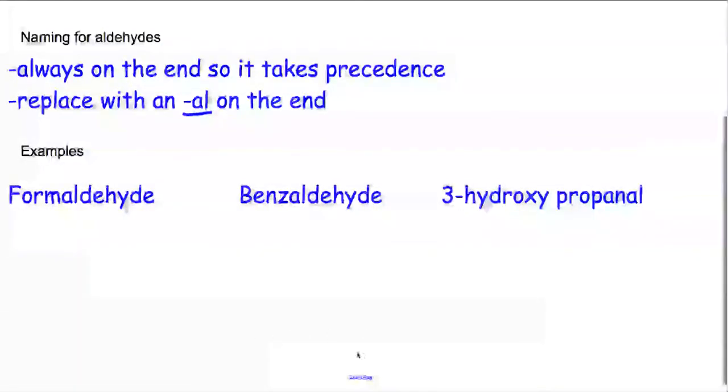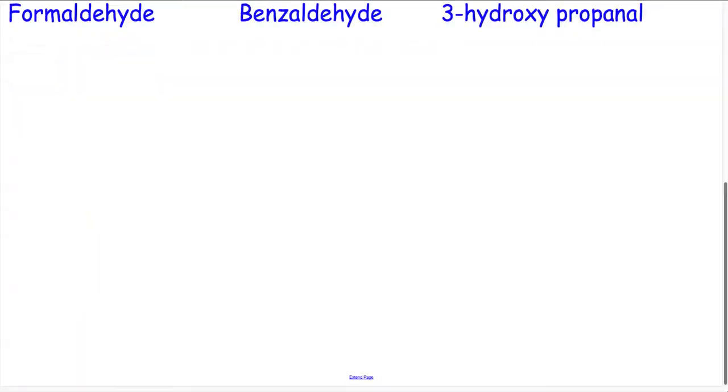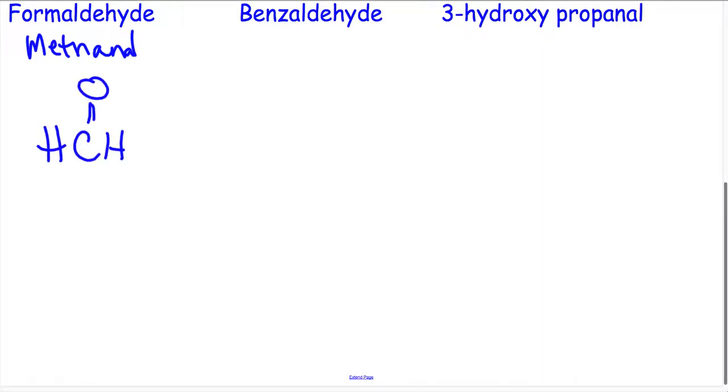So let's look at formaldehyde, which is also called methanal. You see the -al on the end there, okay? That means that we're looking at HCH double bonded with a carbonyl with the O there. Okay, it's a methyl, so it's one carbon. It's an aldehyde, it's methanal.